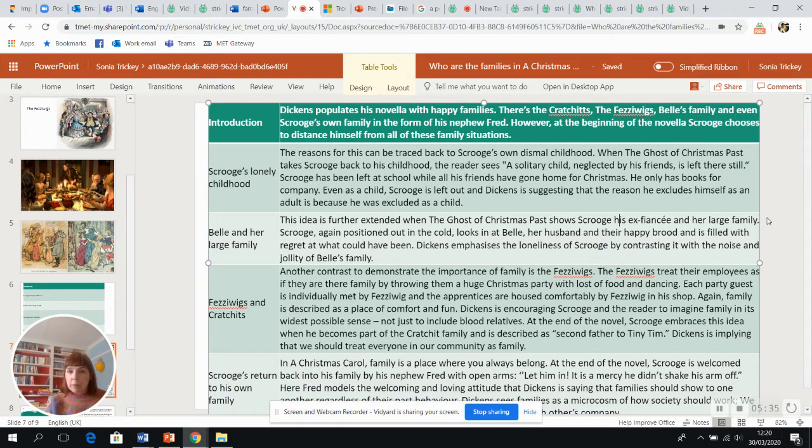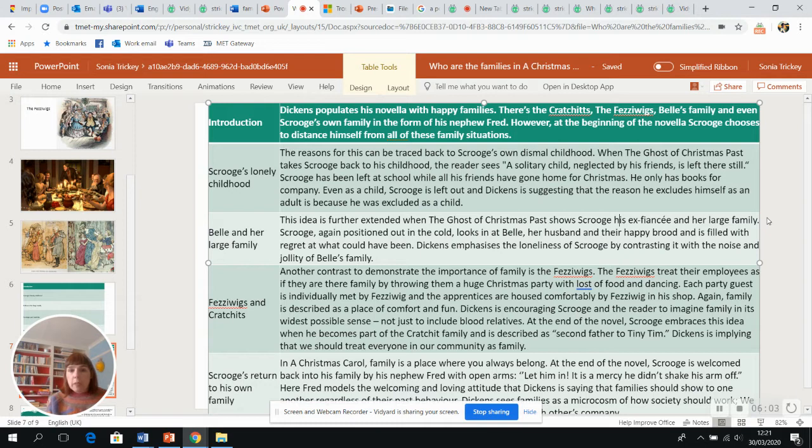Scrooge again positioned out in the cold. And in this novel, whenever Scrooge is watching a family, right up until the end, right up until he knocks on the door and is welcomed into his own family, Scrooge is always outside of the window in the cold. And that's symbolic. Literally, he's out in the cold. Emotionally, he's out in the cold too. And he's looking in at this warm, cozy, loving scene.